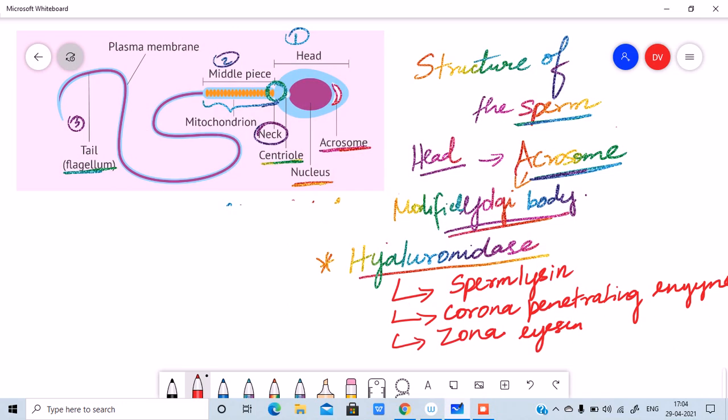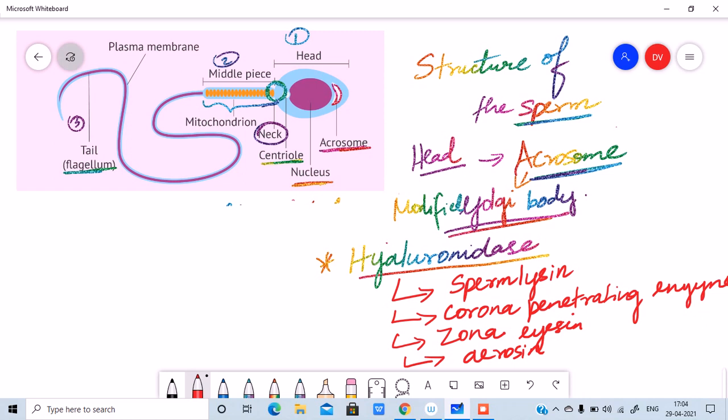Yes, guys. So it's the zona lysin, the other name. Also you can call it acrosin. Alright. So these are the different names of the hyaluronidase. As I told, it helps in penetrating the egg so that the fertilization can happen.